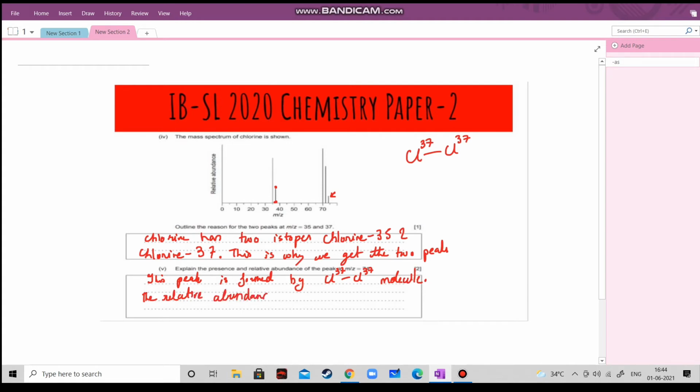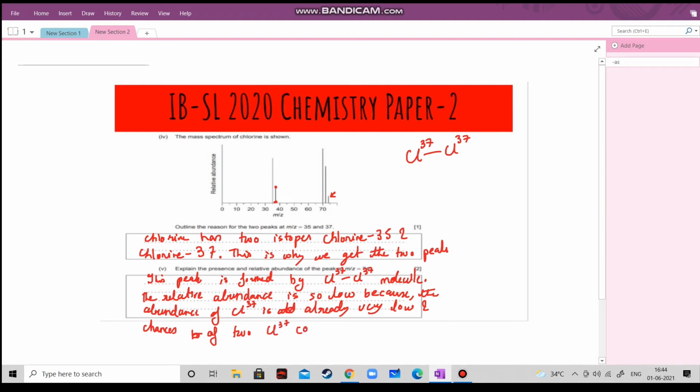The relative abundance is so low because the abundance of Cl37 is already very low, and the chances of 2 Cl37 combining together is very low. So that's the full answer and reasoning to this question.